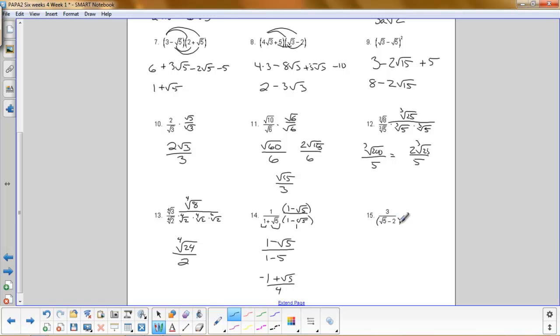Right here you can either multiply by the conjugate, which is negative root 5 minus 2, or square root of 5 plus 2. You just have to switch one of them to get your difference of two squares. This time you'll have to distribute this through there, and you're going to get 3 square roots of 5 plus 6 divided by negative 1. Oh, sorry, positive 1, because that's going to be 5 minus 4, and you get your answer that way.